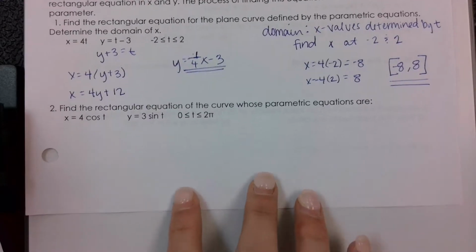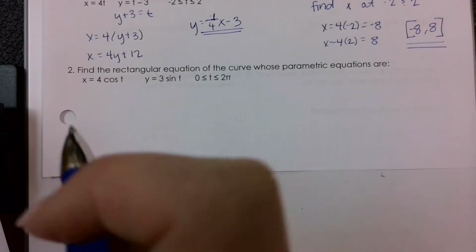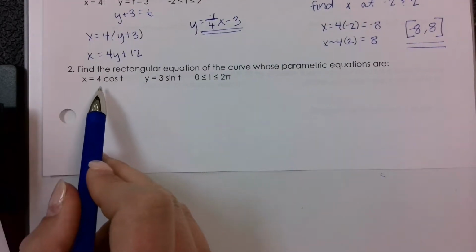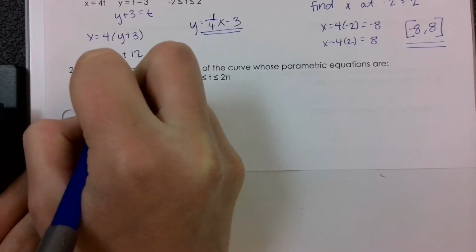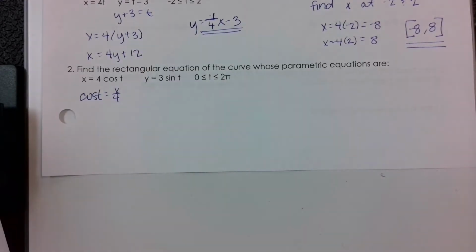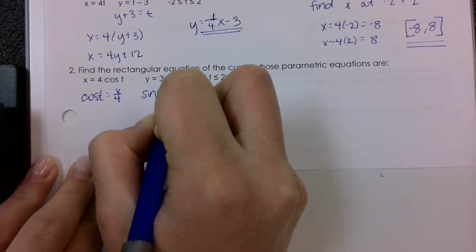For the next one, we are going to eliminate the parameter there as well. So we've got x equals 4 cosine of t and y equals 3 sine of t. We're going to solve both of these for t and then see what we can do from there. For this one, we're not really solving for t, but we could divide by 4. So then we say that cosine of t is x over 4. Is that okay? And then for the sine function, the y function over there, what could we get there? Sine t equals y over 3.